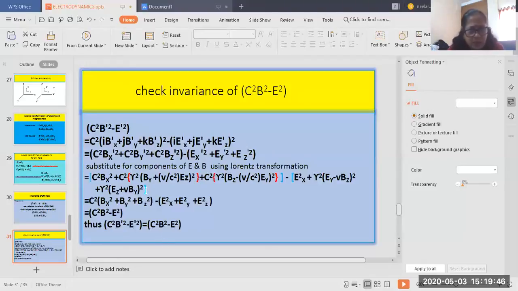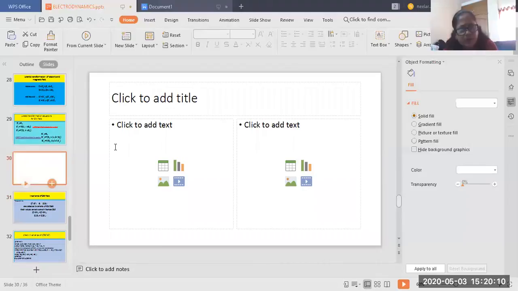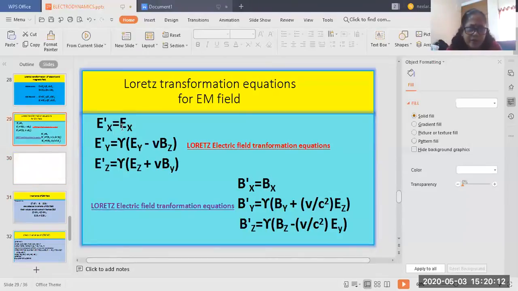Okay. So now you open the bracket. Okay. And substitute for Bx, By, Bz, Ex, Ey, Ez. And here one thing you should remember, Ex prime is equal to Ex and Bx prime is equal to Bx. So that is a Lorentz transformation equation. So I shared in the last class this one. Okay, you can see here x component of electric field is not varying, x component of the magnetic field is not varying, whereas y and z of electric field, y and z of magnetic field, it is varying.